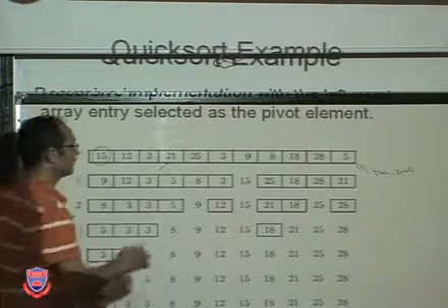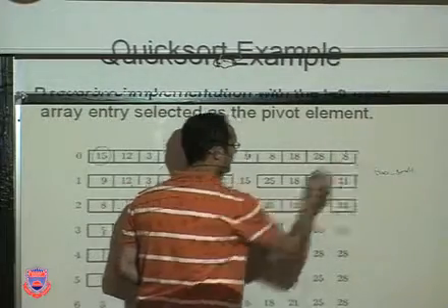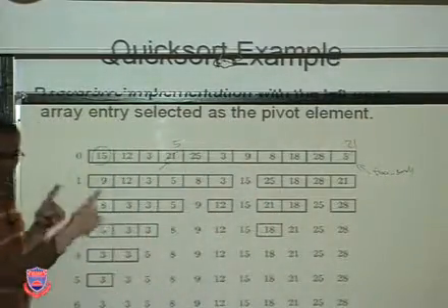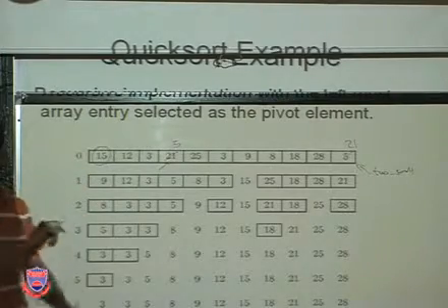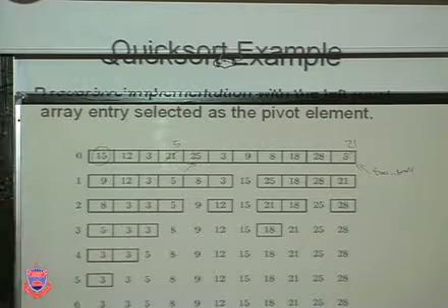Yes. So I will perform a swap. This will become 5, and then this will become 21. Now I will continue until these 2 points merge at some point. So I will continue with this one. Is this bigger compared to the pivot?